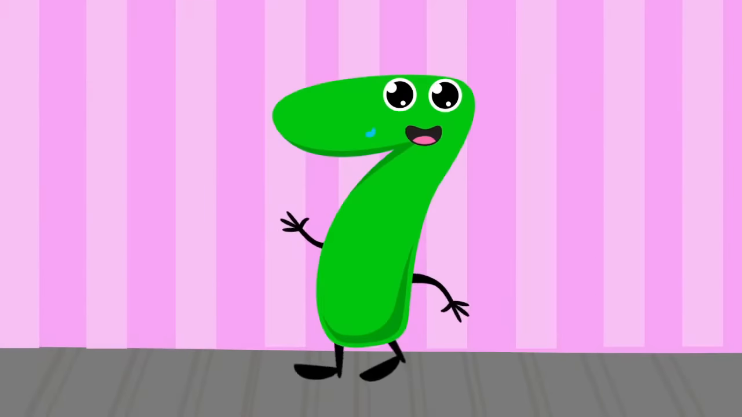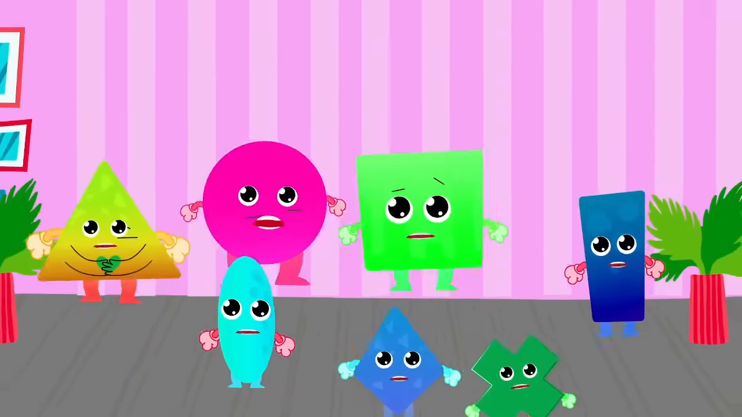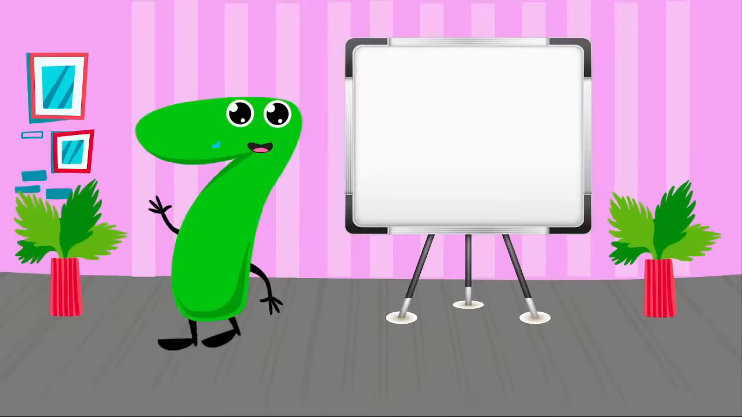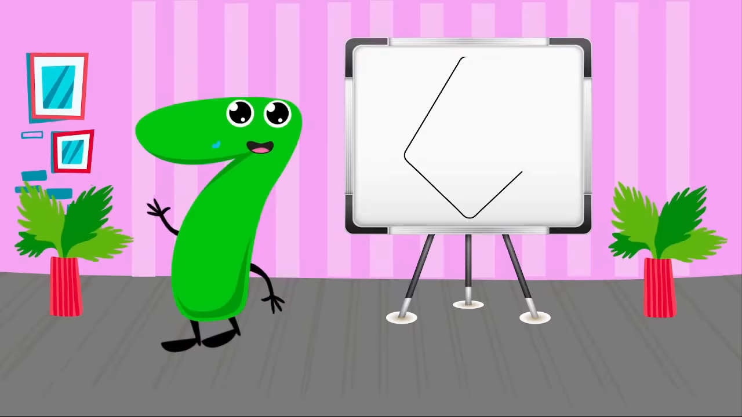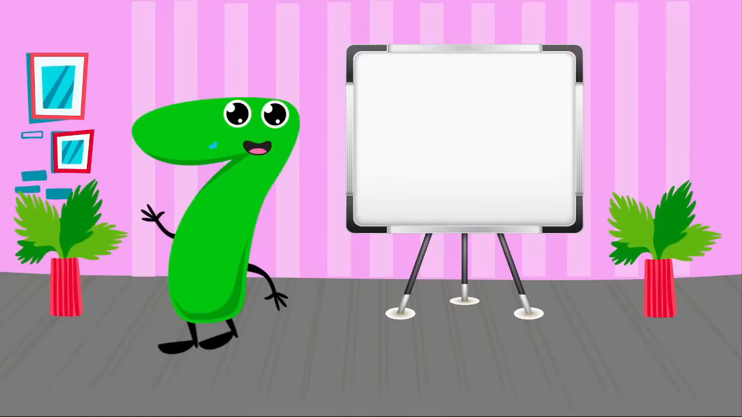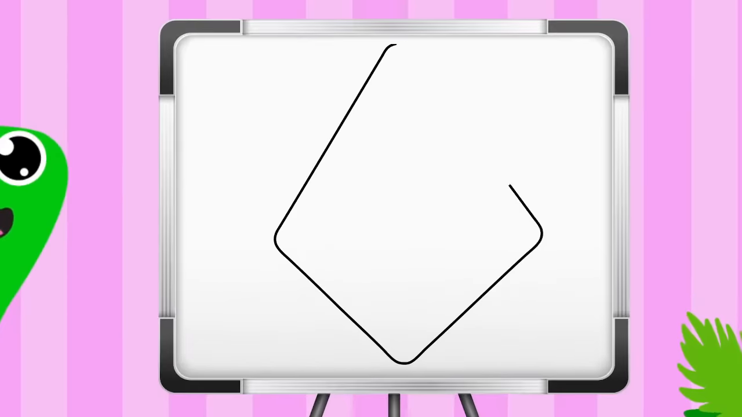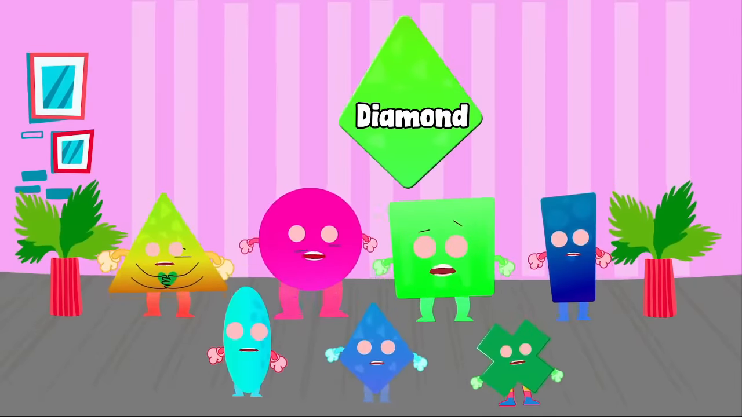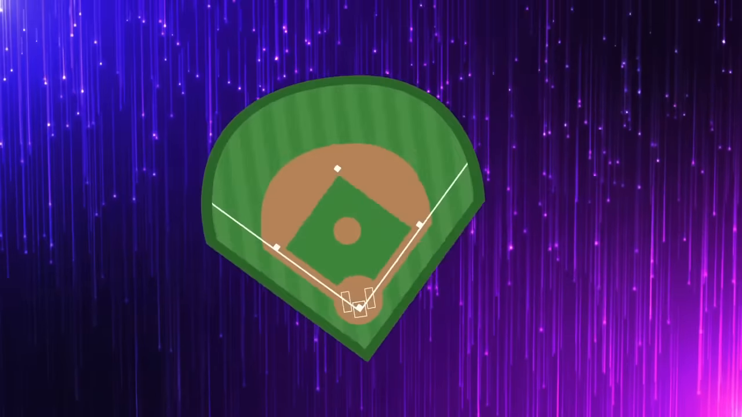Here we go. What shape is this? Can you know the name of this shape? What shape is this? It has four sides. It's a diamond shape. Can you show me a diamond thing?